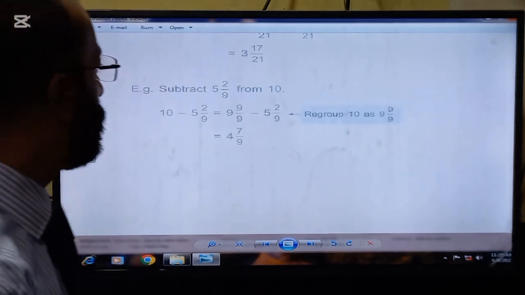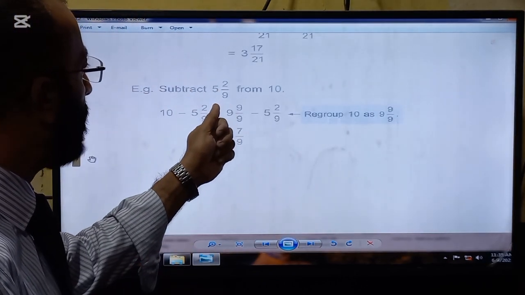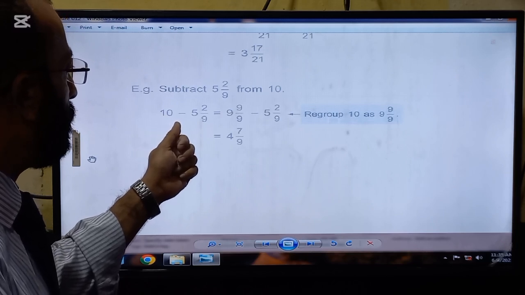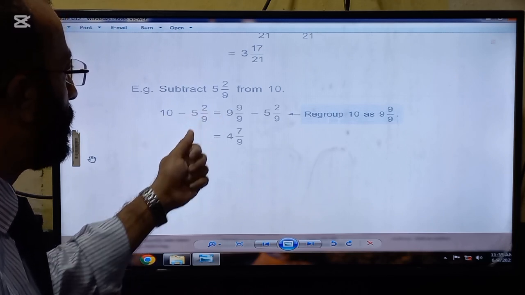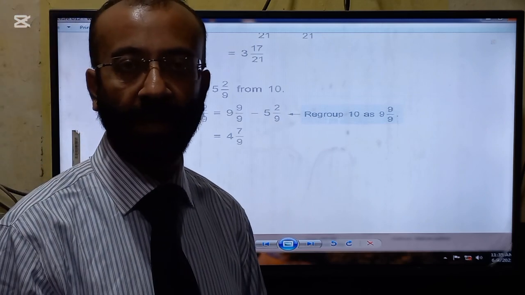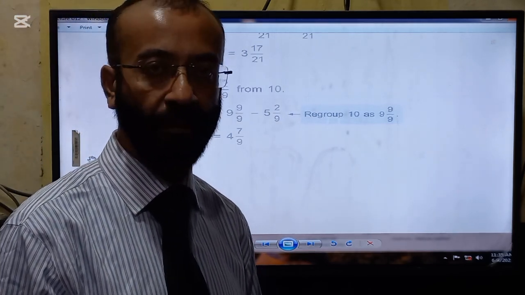Here is another question: subtract 5 whole number 2 by 9 from 10. So 10 will be placed first, then the minus sign, and this will be placed after. So there are again two methods. First is converting the unlike fractions into like fractions.